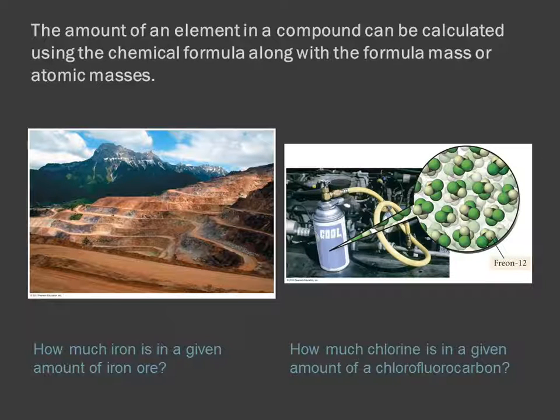We can calculate the amount of element that's in a formula from the chemical formula and looking at the atomic masses. And this is helpful in answering lots of questions like how much iron is in a given amount of iron ore. You know, they're mining iron ore. Iron ore is going to be some compound containing iron, but you're going to have to pull in an awful lot of this ore, rocks basically, to get iron out of it. And if you're running this mine, you probably want to know how much iron am I going to get out? Is this going to be cost effective before you start doing things like that?